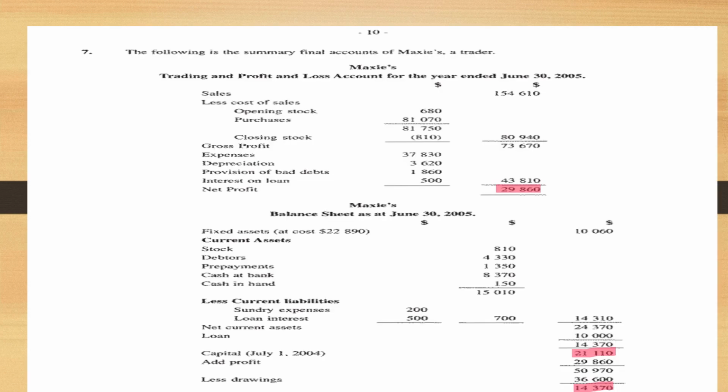Third ratio that we will calculate is called the return on capital invested. And the items that we will pull are the net profit from the income statement. We will pull the opening capital from the balance sheet, and we will pull the closing capital also from the balance sheet, because we need to have an average of the capital figure, which is the opening capital plus the closing capital divided by 2.